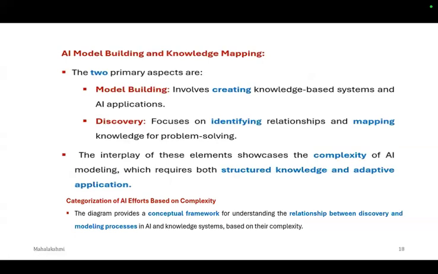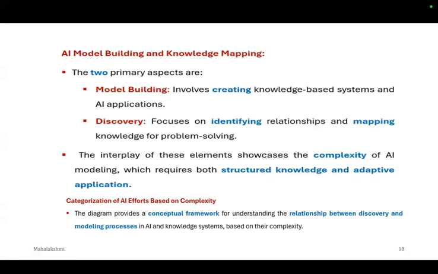Next is going to be AI model building and knowledge mapping. See, there are two primary aspects in knowledge building. One is model building, another one is discovery. Model building is creating knowledge-based systems and AI applications, whereas discovery focuses on identifying relationships and mapping knowledge for problem solving. The interplay of these elements showcases the complexity of AI modeling, which requires both structured knowledge and adaptive applications.